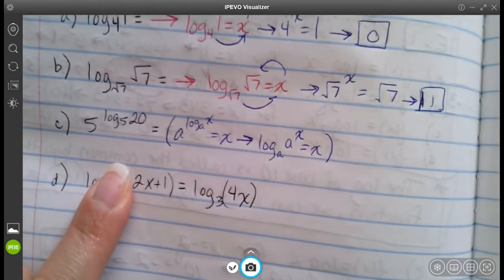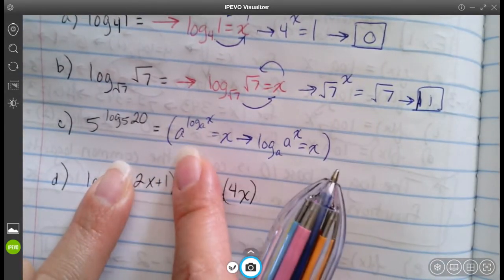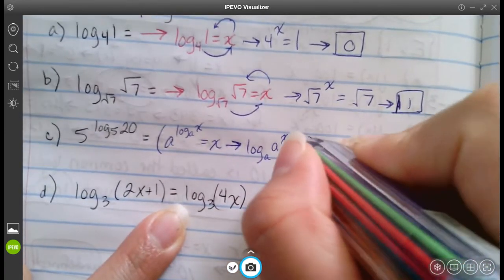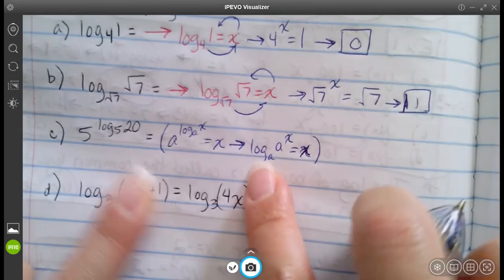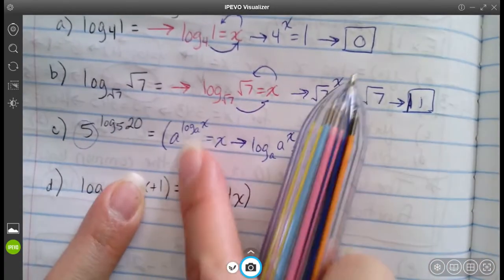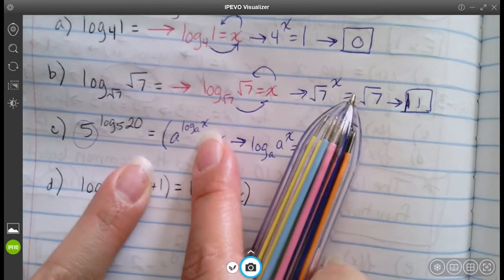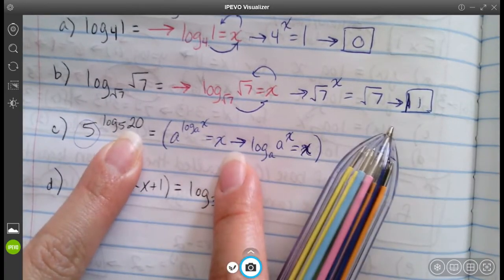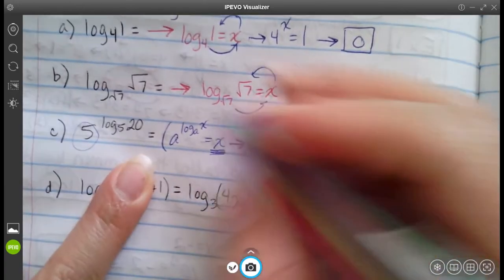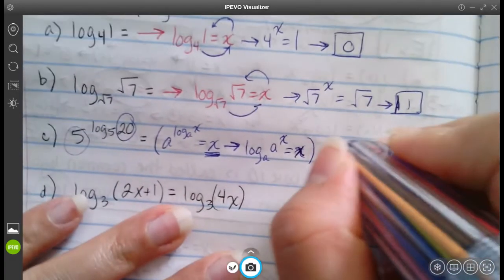So all we got to do is figure out what this is going to give us. In this case, we can see that the a is matching up with our 5s, so our base is 5 and our x is 20. So if all this is going to equal x, because that's what we're equaling it to, then our answer is just 20.